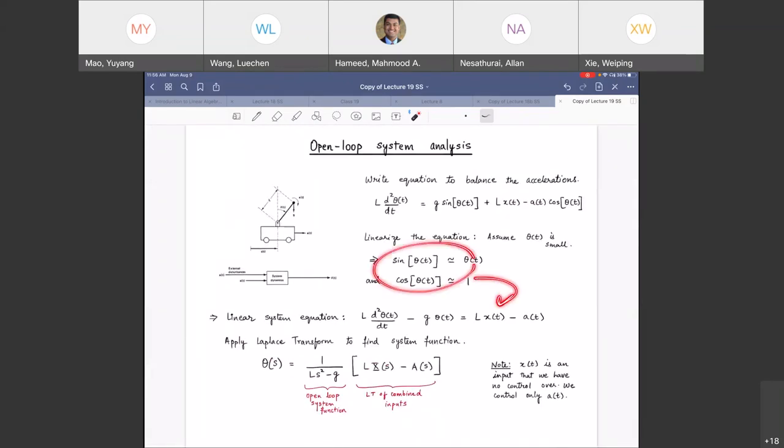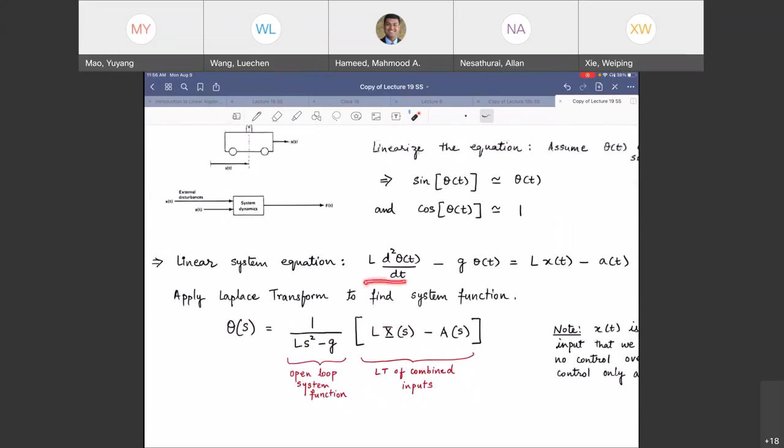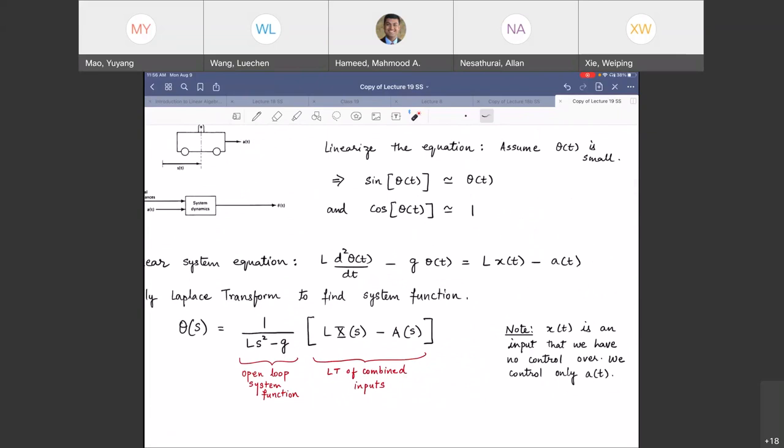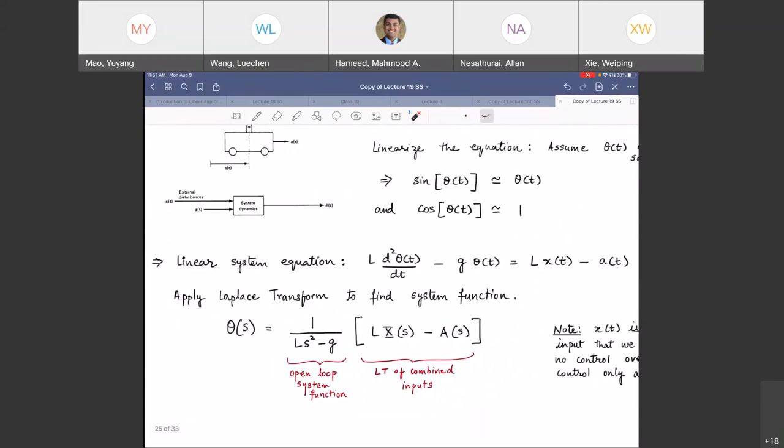Next, I will put these conditions back into my original equation. I get this, L second derivative of theta minus g theta equals Lx minus a of t. I can apply Laplace on both sides. When I take the Laplace transform of both sides, what do I get? I get theta of s, which is the Laplace transform of theta of t, equals 1 divided by Ls squared minus g, right? This is essentially applying Laplace transform of this and then manipulating it to write it in this way, simplifying it, and then multiplied by L x of s minus a of s.